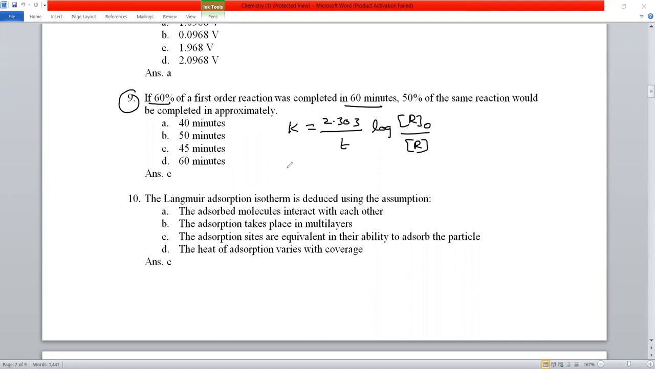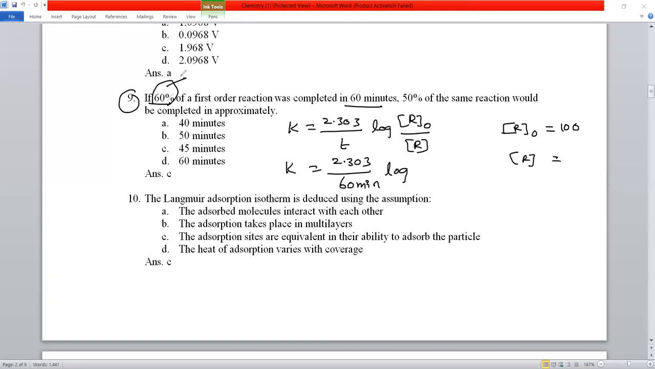Okay, so K at 60% completion is 2.303 divided by t, where t is 60 minutes, times log of R initial over R final. We know very well that R initial should be 100%. Then R final is how much?